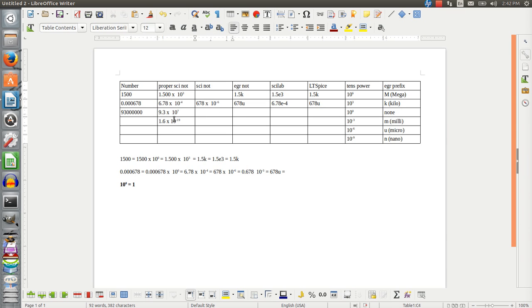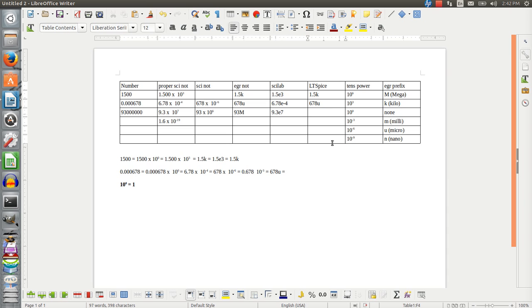That's not a power of 6, so I've got to make it 93. I'm going to make this number bigger. Therefore, I can make this number smaller. Now I can turn it into an engineering notation. 93 capital M. Scientific notation or Scilab, I would type that in as 9.3 e to the 7.